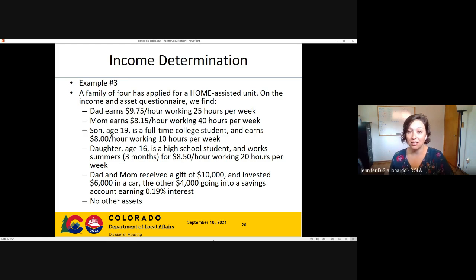We have a son who is 19 years old. He's also a full-time student. He earns $8 an hour, working 10 hours per week. The daughter, she's 16 years old. She's a high school student, works summers, just 3 months, $8.50 an hour, working 20 hours per week. Dad and mom received a gift of $10,000. They invested $6,000, so a part of that gift went to a car, and the other $4,000 went into their savings account, and that has an interest rate of 0.19. That's the only asset they have, no other assets.